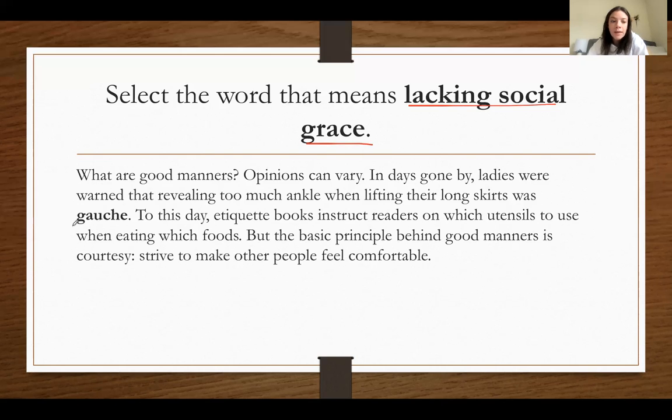We can assume that gauche means lacking social grace because in the sentence preceding, it says, in days gone by, ladies were warned that revealing too much ankle when lifting their skirts was gauche. And the key word here is going to be "warned," meaning that it's not a good thing to be revealing too much ankle, so we can assume that that would mean lacking social grace.